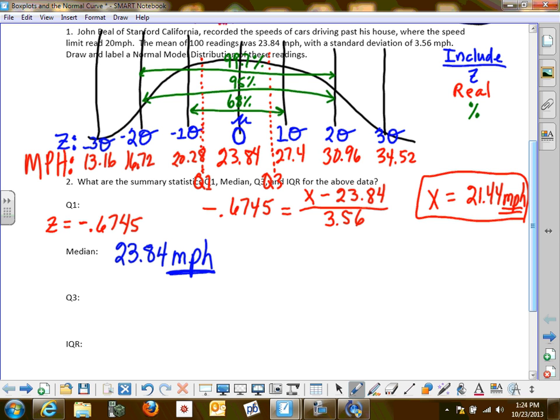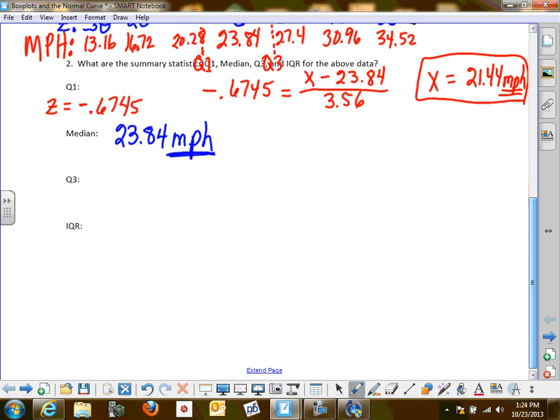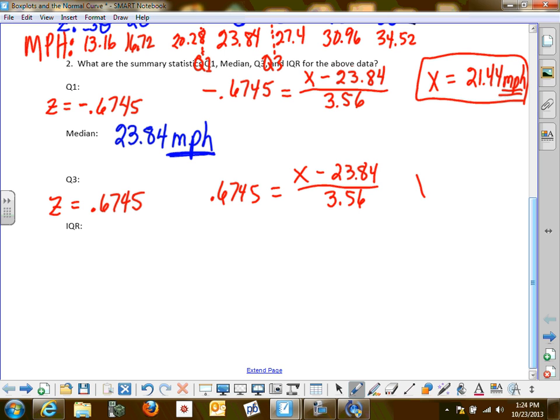Okay, and so we're going to do the same thing. What is our z-score for our Q3? Good, it's the positive 0.6745. So we're going to set that equation up to find the real x. It's a mean of 23.84, standard deviation 3.56, and that Q3 value is 26.24 miles per hour.